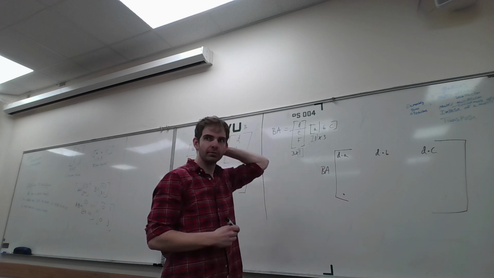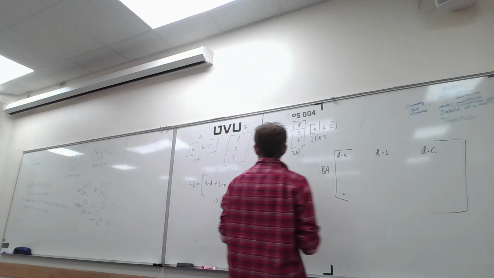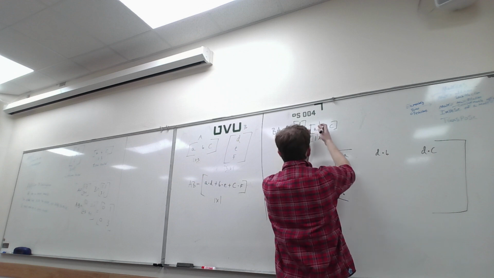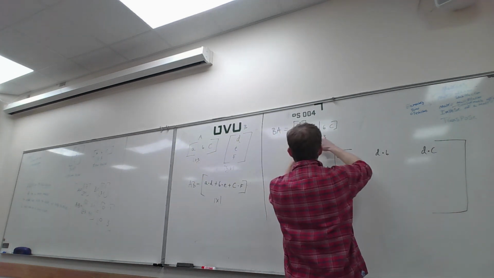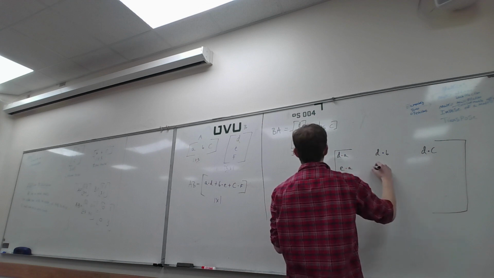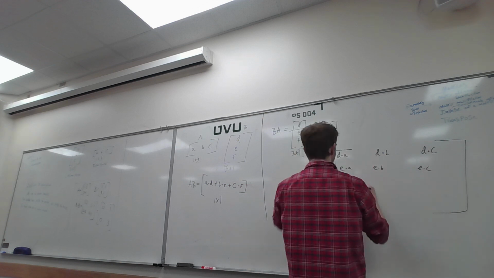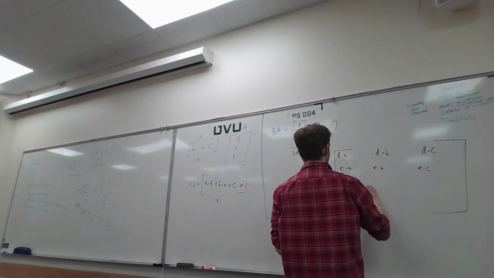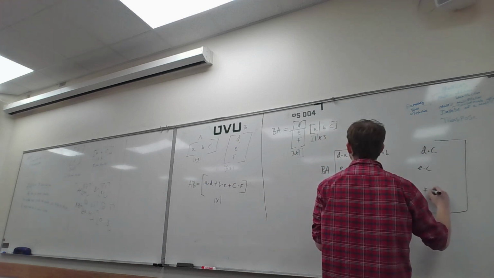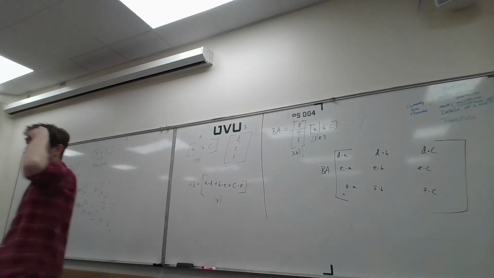People with me? Okay. So moving forward, now we're going to have E times A, then E times B, then E times C. And we're going to have F times A, F times B, F times C. Very, very different than the other matrix.